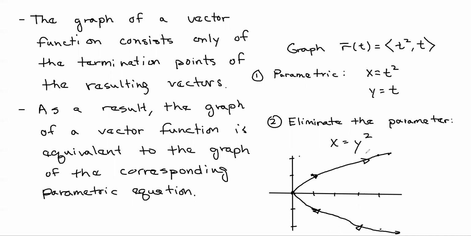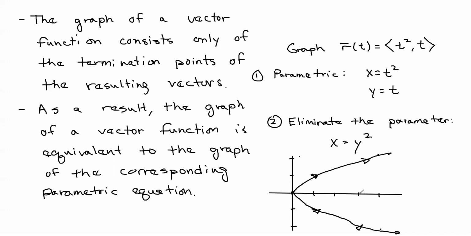And again, since the termination points are going to be the same as the points for the parametric equation, we just focus on graphing the parametric equation. So it just takes this initial step where we start with a vector function, translate it into the equivalent parametric equation, and then graph the parametric equation.